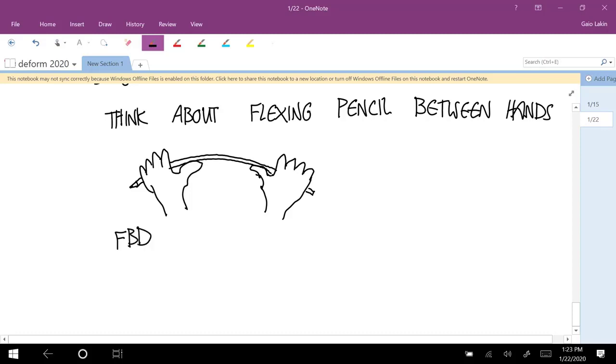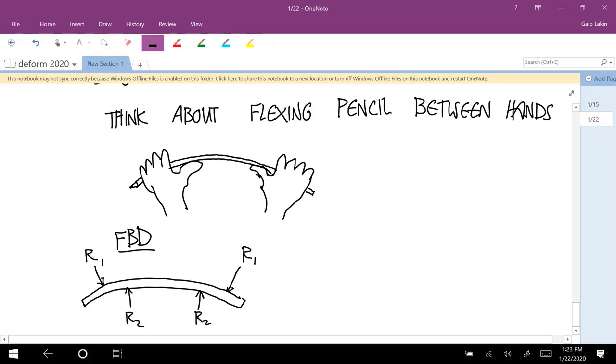So a free body diagram of that pencil or that stick, you could think of as something like the fingers would be pulling down here, the thumb would be pushing up, and it's symmetric, so you'd have something like that over there. And maybe we'll call that R1, R1, R2, R2.